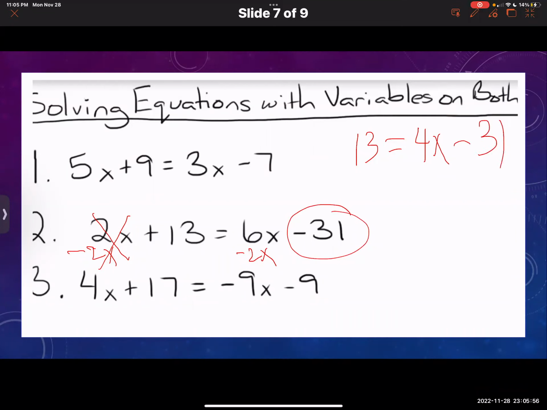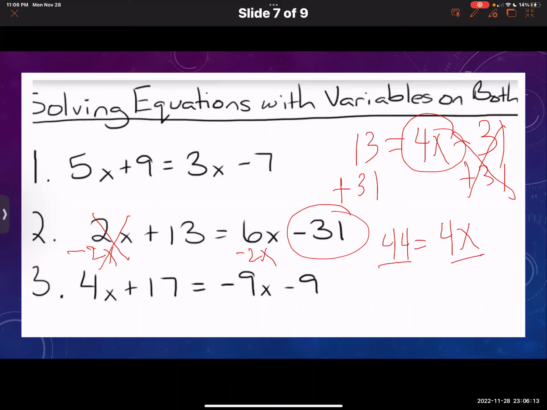Right now, 13 is going to have the party, and we're going to add 31 to both sides. Right, that's 44. The 31 went to the party. The 4x is still here. That's multiplication. To solve it, I'm going to divide.